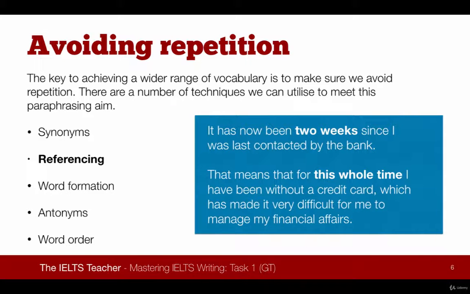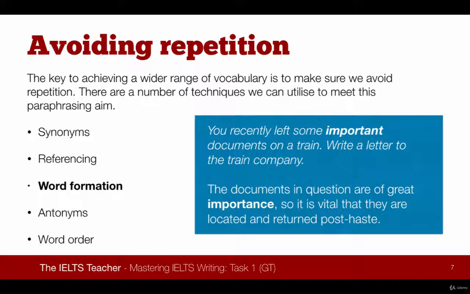Okay, we're going to move to a different task to think about the other three techniques. And this time we have got the task in front of us. You recently left some important documents on a train. Write a letter to the train company. Okay, so we want to paraphrase the language in the task to avoid repetition. It's something that the examiners will notice if you rely on the task language. One way we can avoid the word important is we can think about word formation. So what are other classes of the word important?